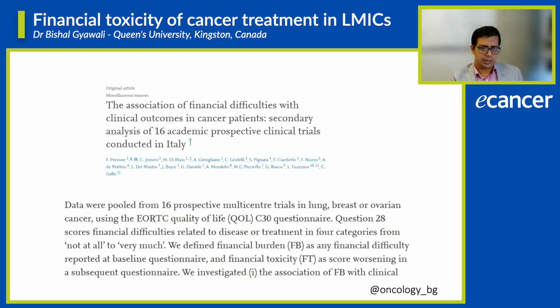What about other countries? How are they measuring it? In this study from Italy, they used clinical trial data, and in one of the quality of life questionnaires, they asked, what is the financial burden? The answer is in 4 categories, from not at all to very much. And if that answer worsens over time, they define it as financial toxicity. And they showed that financial toxicity was associated with poorer survival.